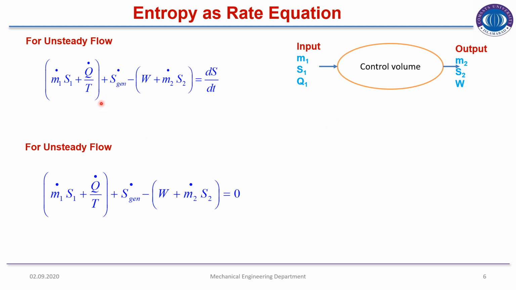So on the previous slide you have two relations, one for steady and one for unsteady state for the entropy generation, whereas in this slide you have entropy as a rate equation, so entropy per unit time. So here you have also for unsteady and steady state the entropy as a rate equation.